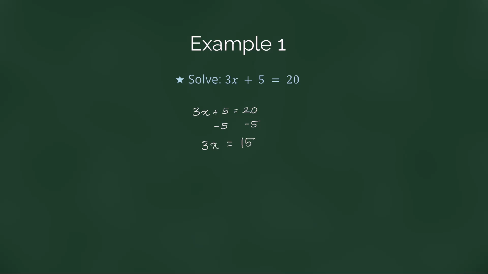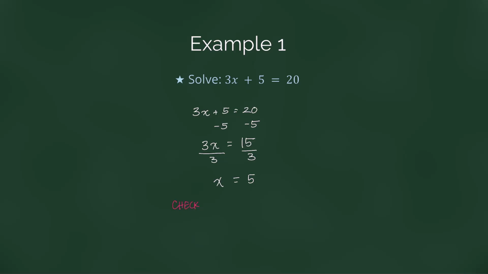Now we can see that the only remaining thing happening to the x is that it has a 3 multiplying it. The opposite or inverse of multiplication is division, so we're going to divide both sides by 3. The 3's cancel on the left, leaving us with just x. And on the right, we get 5, 15 divided by 3. We can check this.